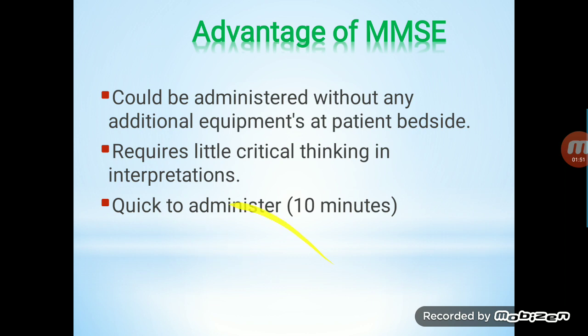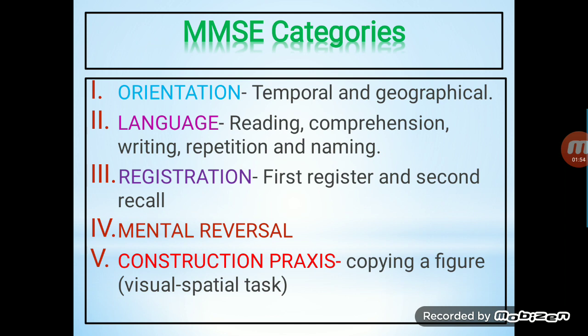Next are the components or categories of MMSE. First is orientation. In orientation we check for temporal and geographical orientation. Second is language. In language we look at reading comprehension, writing, repetition and naming. Third is registration. In registration, first the patient needs to register what you told, and second, they need to recall what was told. Next is mental reversal, and the last is construction praxis. It is nothing but copying a figure, which includes visual as well as spatial tasks.